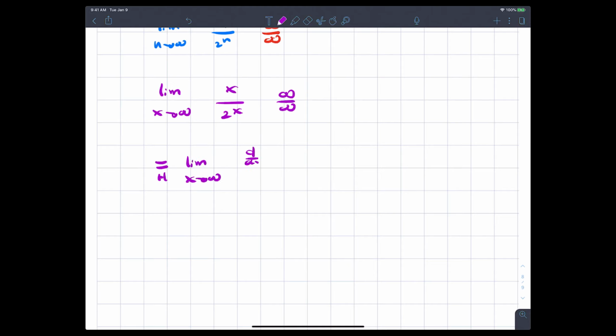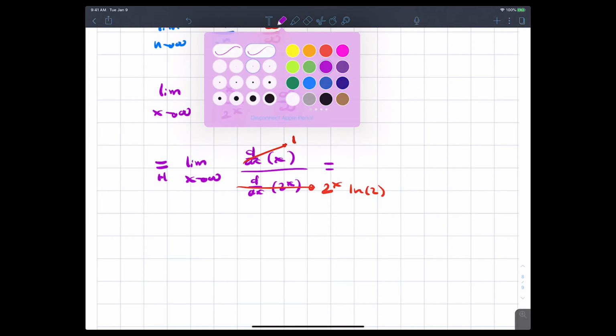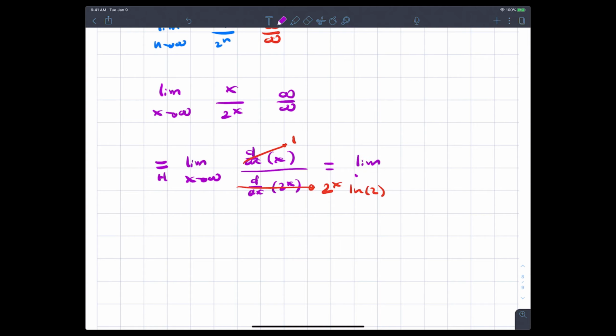I have to differentiate both of these. And this derivative on top is 1. And then you say, well, what's the bottom? Well, it's 2 to the x, I believe, natural log 2. It's a constant. So double check to see if I'm right about that, because it's been a long time since I've taken calculus 2. And so there you guys go. 2 to the x, natural log 2. Now, where does this go? This limit equals 0.